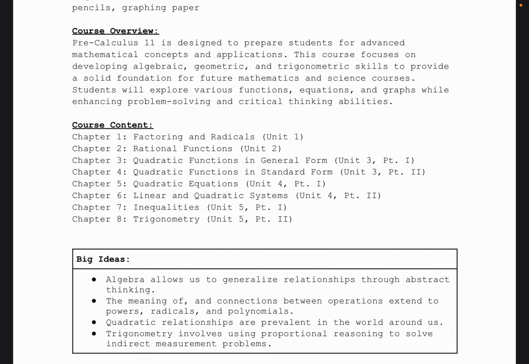Chapter 5, Quadratic Equations, which is Part 1 of Unit 4. Chapter 6, Linear and Quadratic Systems, which is Part 2 of Unit 4. And Chapter 7, Inequalities, which is Part 1 of Unit 5. And Chapter 8, Trigonometry, which is Part 2 of Unit 5.